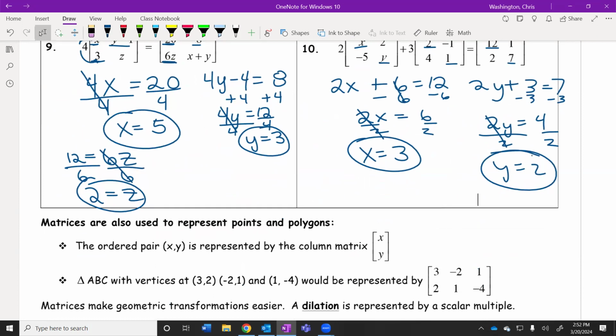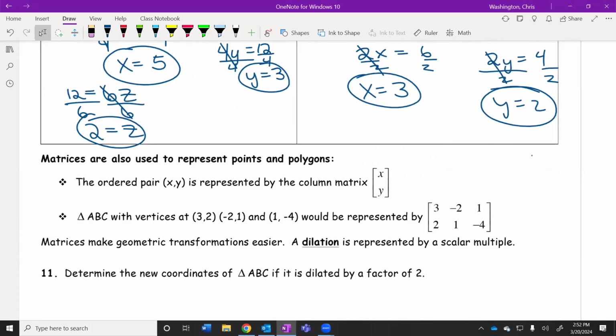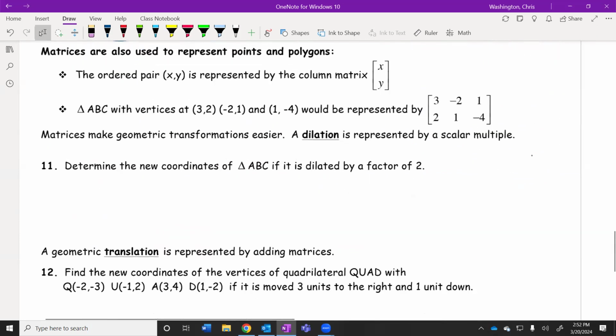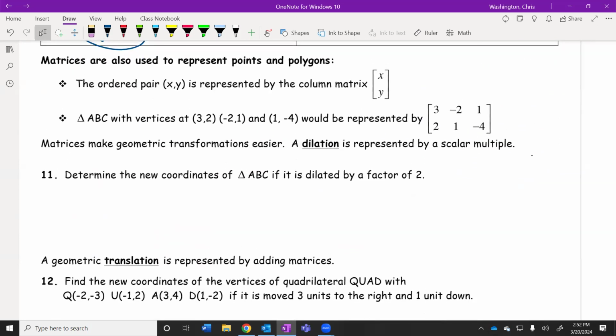All right, so just one quick application of matrices. What we did today, we learned the scalar multiple and the adding and subtracting matrices. So we can actually represent ordered pairs in a matrix. So X, Y would be represented by the matrix X on top, Y on bottom. So if we had this triangle, it's got points A, B, and C. Those would be the points. We can actually plug those points into a matrix. And then we can do something with that matrix to maybe change the shape or move this triangle around.